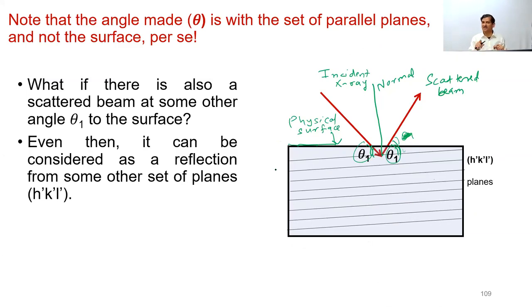That the other sets of planes now make an angle theta 1 with the incoming and the scattering directions. We'll see that this theta 1, this diffraction angle, is actually closely related to the spacing of the planes, and that's called Bragg's law. We'll come to that in a moment. So yes, you can have different planes.